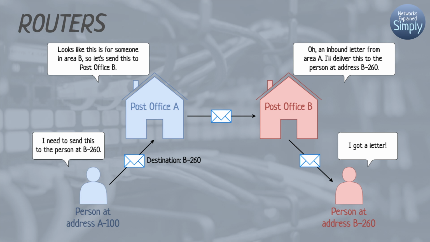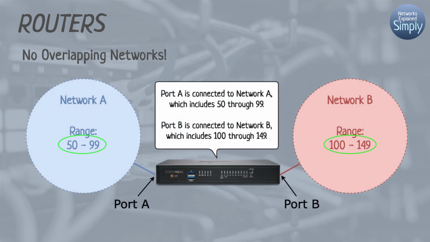This means that when Post Office A has a letter for a recipient in Area B, it can just send the letter over to Post Office B and be confident that this decision is correct. Just imagine how much confusion and chaos would result if this were no longer the case and if postal codes were suddenly not unique. Well, just like your local post office, a router needs to know which networks are connected to which of its ports.